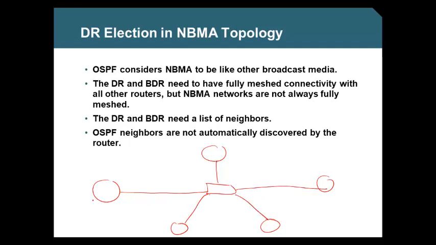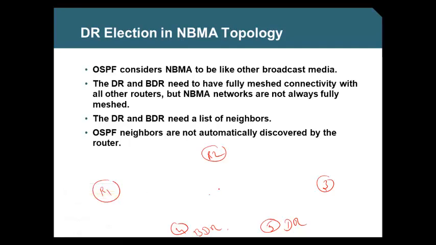But the problem is, even though you don't have Ethernet, you have frame relay. Frame relay will not work on Ethernet wire. It will work only on serial wire. That's why I'm drawing a zigzag line. Even in a frame relay environment, the DR-BDR election happens. But there's a problem in this.